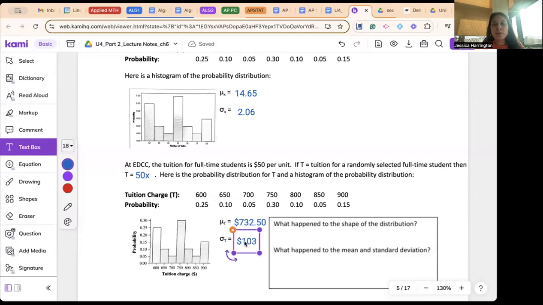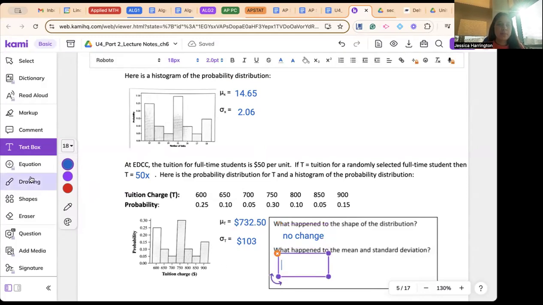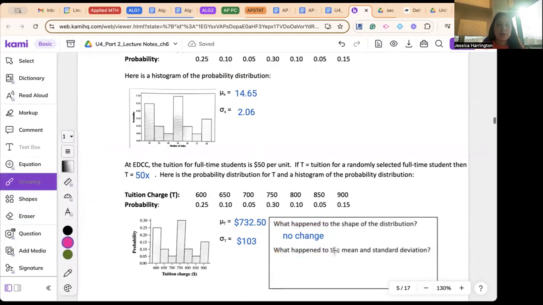That the mu and the new sigma are impacted by multiplying each of the former ones by 50. So what can we write? What happened to the shape? There's no change, right? If you look at the shape of this histogram up above and the one that's multiplied by 50 to find the tuition, the shape is exactly the same. I'm going to use a pen so I can write mu of t. So our new mean is 50 times the original mean.